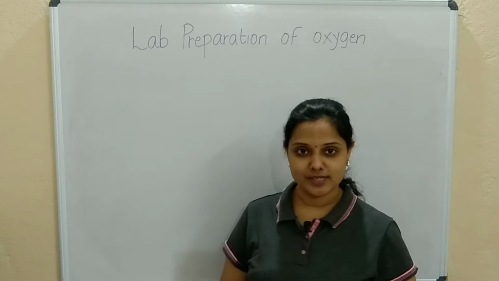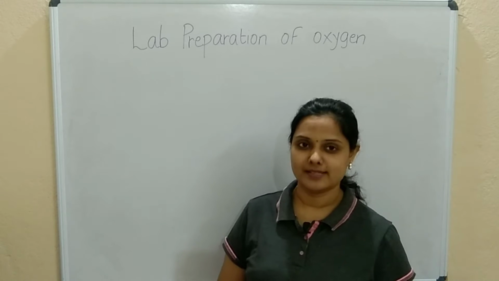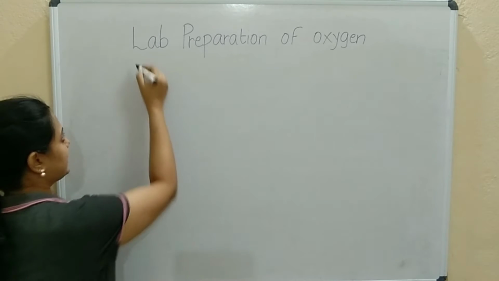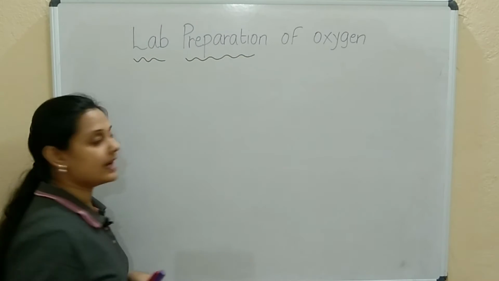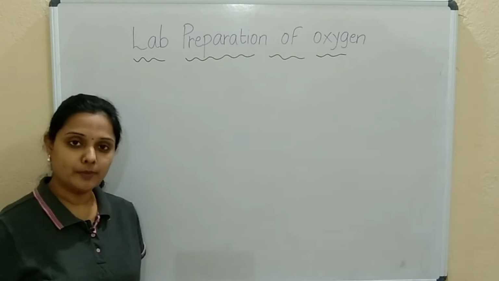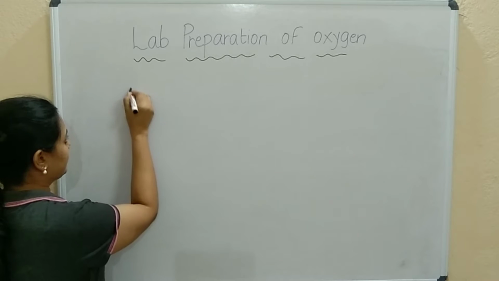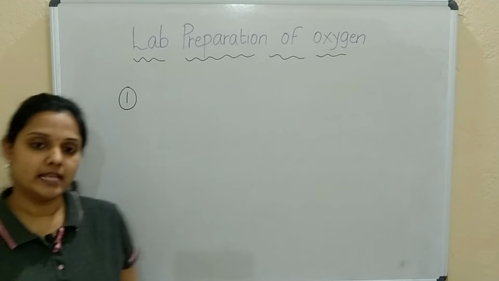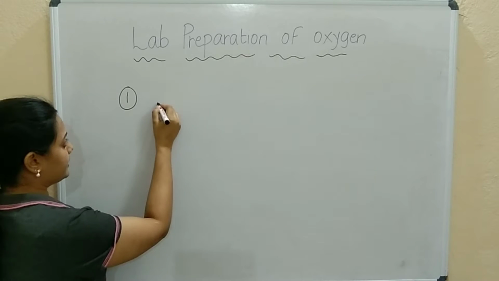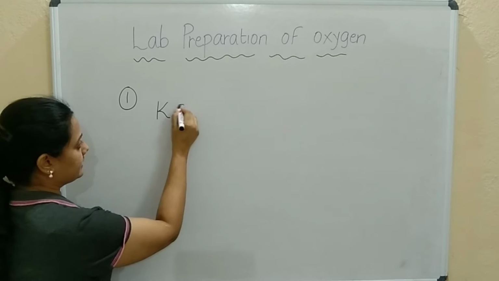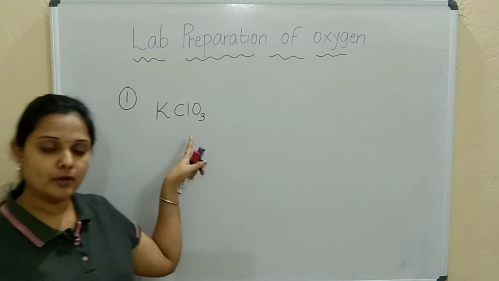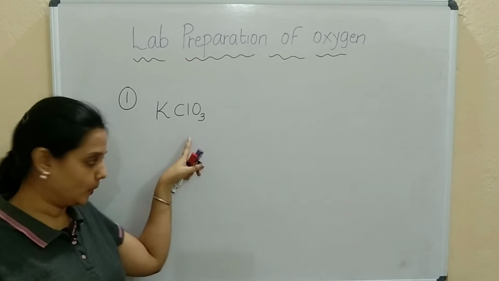Today we are going to see the lab preparation for oxygen. The first method is catalytic decomposition of potassium chlorate. Catalytic decomposition means decomposition in the presence of a catalyst. So check the reaction. Potassium chlorate, the formula is KClO3.